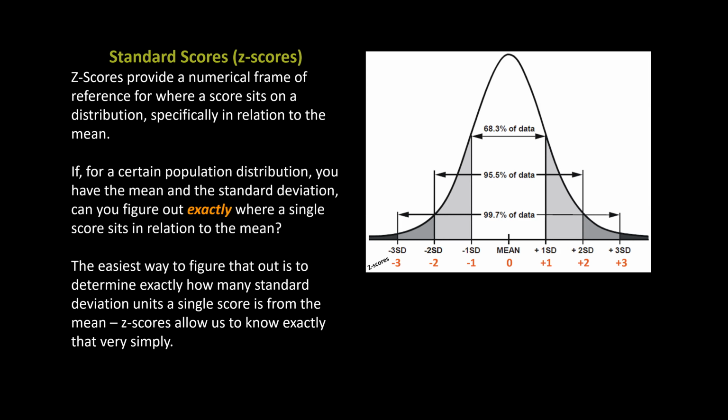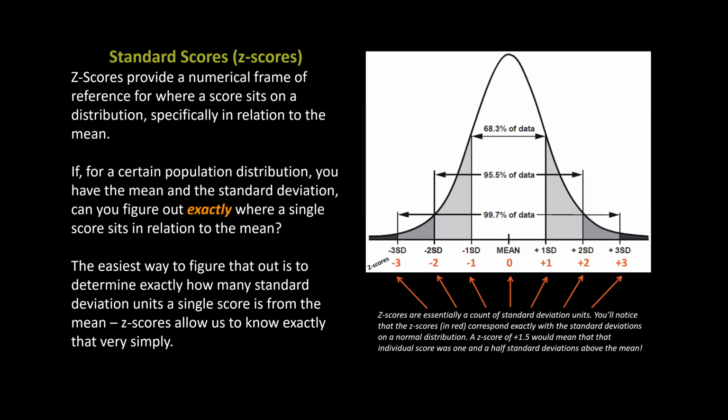And that's helpful in some ways, but if you have a raw score, you've got to do a lot of math to figure out exactly where that score sits if you want to talk about it. But z-scores make it simple. And what's nice about z-scores is that they correspond with those standard deviations that we saw in the last module and that we're seeing on this image here. Z-scores correspond with them exactly. So z-scores are essentially a numerical value that represents the count of standard deviation units.